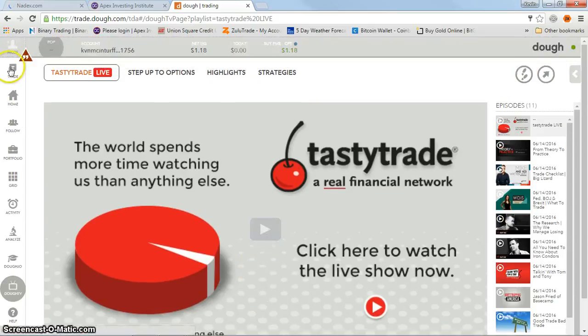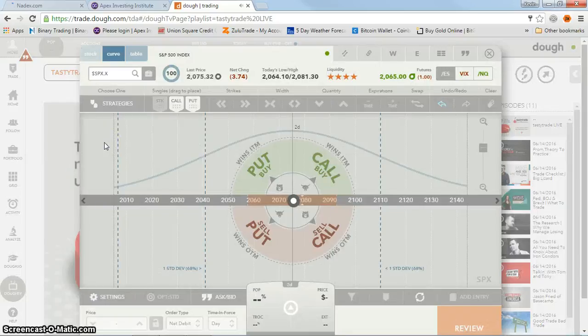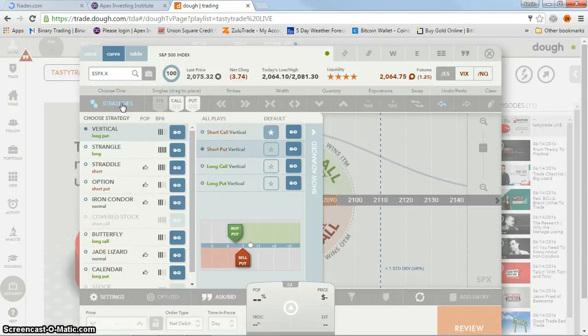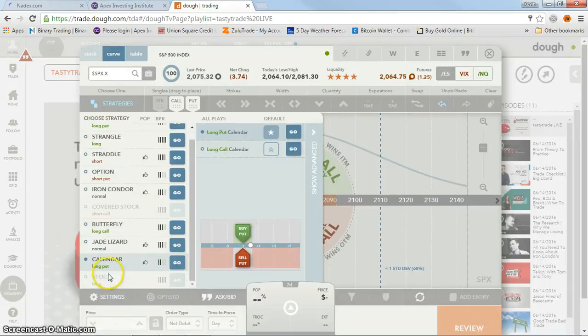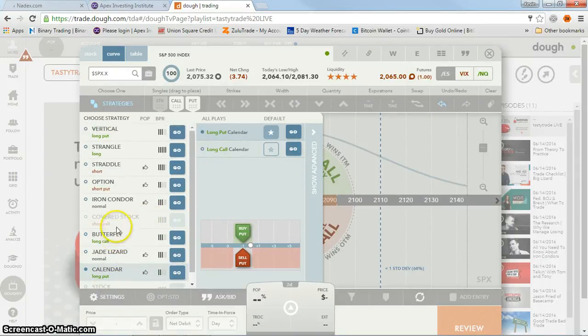Up here is the trade interface, and you log on to your broker account, and you get that through TD Ameritrade, and then you can place trades. And right here is the interface, and right now it's set at 2 days. You can expand that. The first thing you do is pick a strategy, and there's all kinds of names. There's verticals, strangles, straddles, iron condors, butterflies, something they call jade lizard they made up, calendar spreads, and all this. And you can buy stock too, if you have the right kind of account.